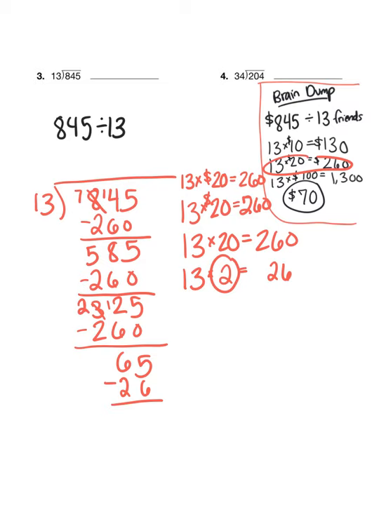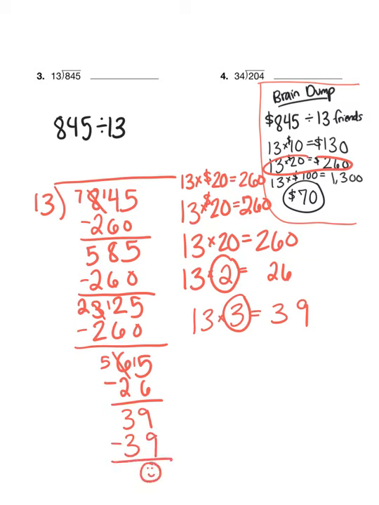Okay. Let me subtract. 15 minus 6 is 9, and 5 minus 2 is 3. So I've got $39 more left to share. Okay, so 13 times 3 is exactly 39. So I can give each one of my friends $3 more, and I'll have nothing left over.